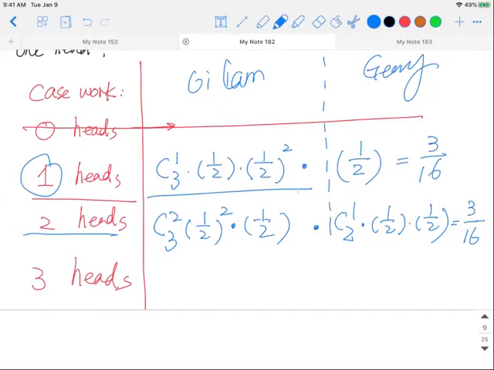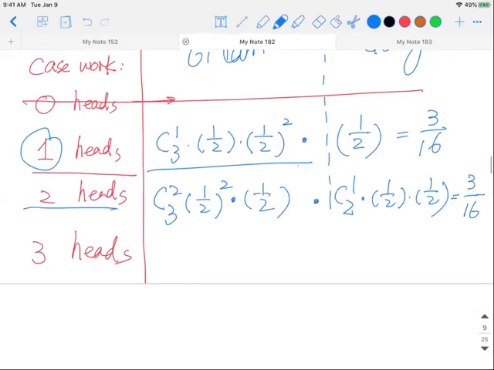So far, so good? Okay. Three heads means you basically have heads three times. Every time is 50%. You're so lucky. You have three times in a row. You have 50%. That's right. That's 1/8. And then it's George's turn.